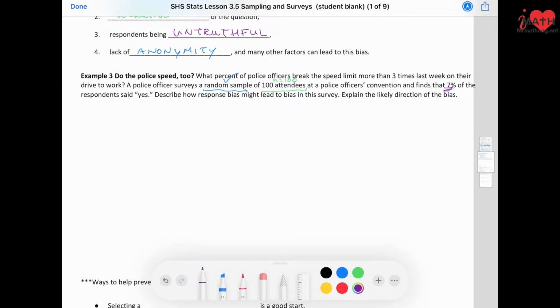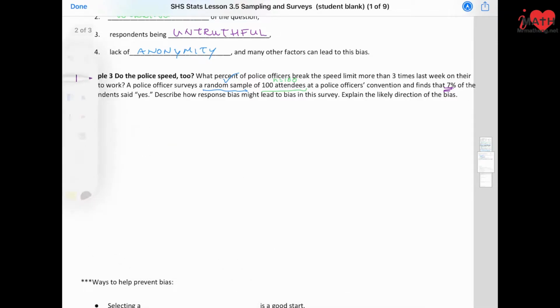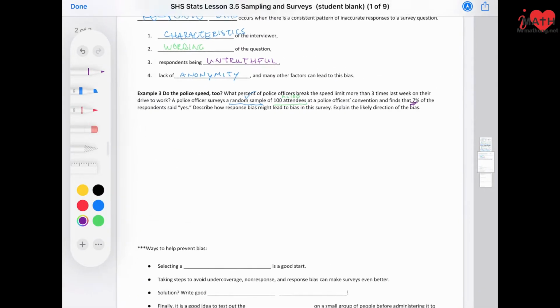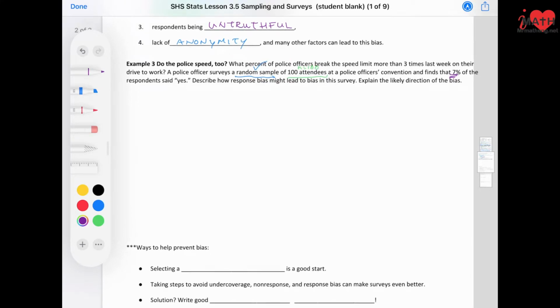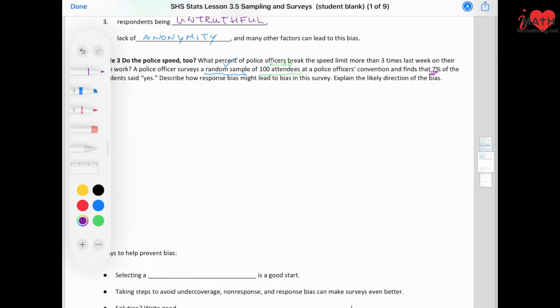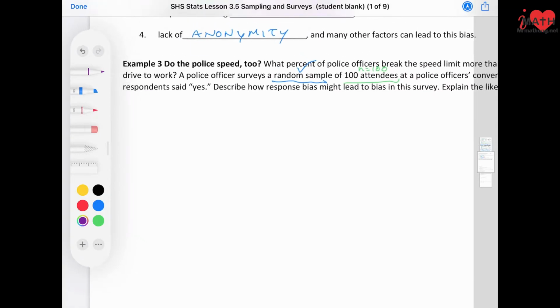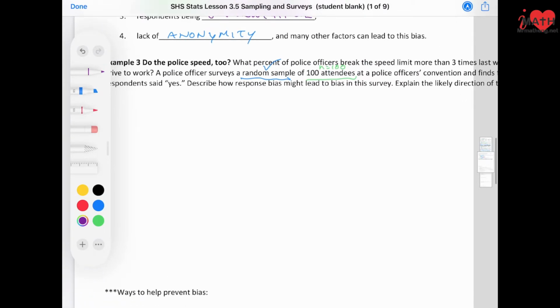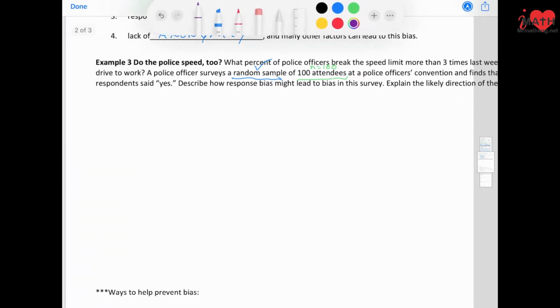this is my proportion there, of the response said yes. Describe how response bias might lead to bias in this survey. Explain the likely direction of the bias. So there's like a contradiction, right? Who usually writes the speeding, people who break the speed limit? Who usually enforces the law? That's police officers. So it's kind of weird to find a police officer who contradicts themselves in this case because they don't want to expose themselves.